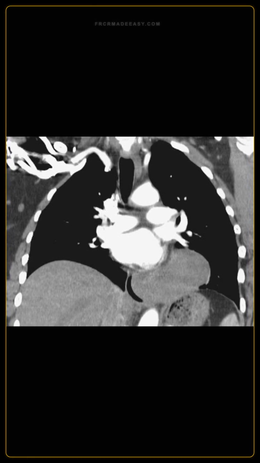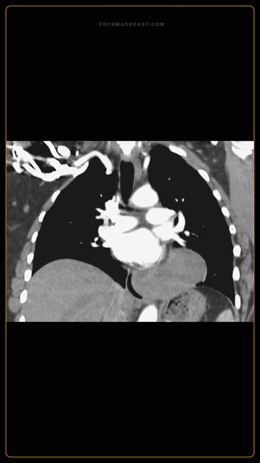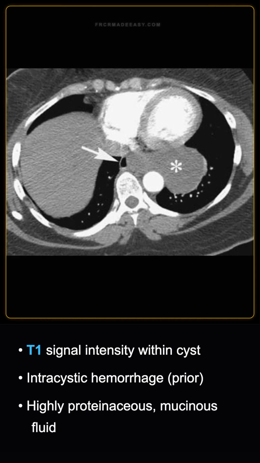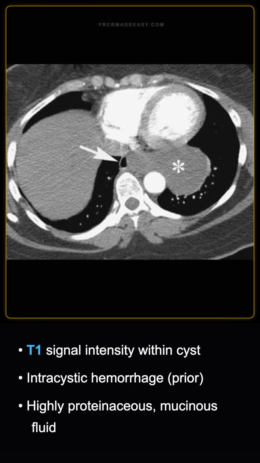If this cystic mass demonstrated high T1 signal intensity on a subsequent MRI, what would be the most likely causes? High T1 signal intensity within the cyst would suggest either prior intracystic hemorrhage or highly proteinaceous mucinous fluid contents.